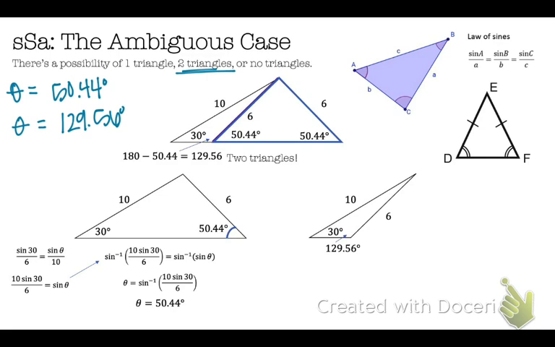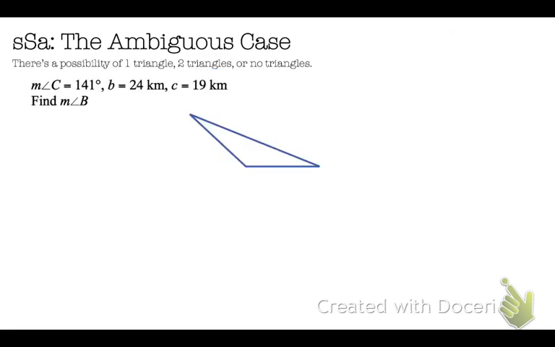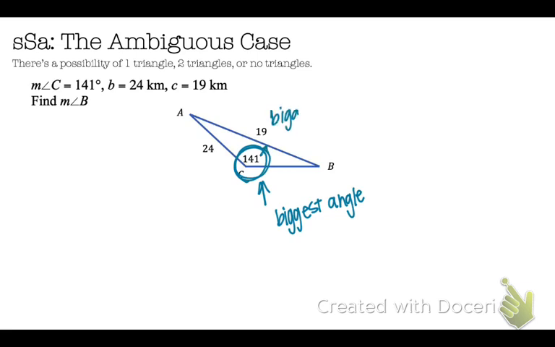Let's do another. So we still have this side thing. The measure of angle C is 141, B is 24, and opposite C is 19. For this triangle, first of all, if this angle right here is 141, that is definitely the biggest angle, right? Which means the side opposite that angle should be the biggest side.